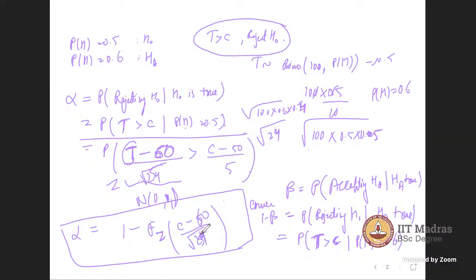So this is not what is done there, like what I just explained. There, rejection is about T greater than C. T was the binomial distribution, with parameters 100 and probability of head. And your alpha was the probability of T greater than C given probability of head is 0.5.